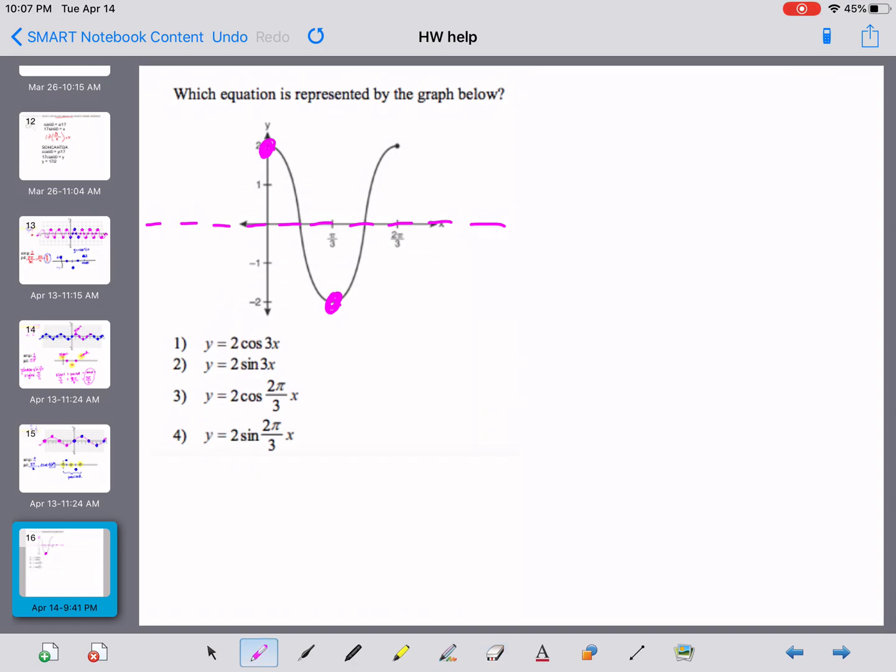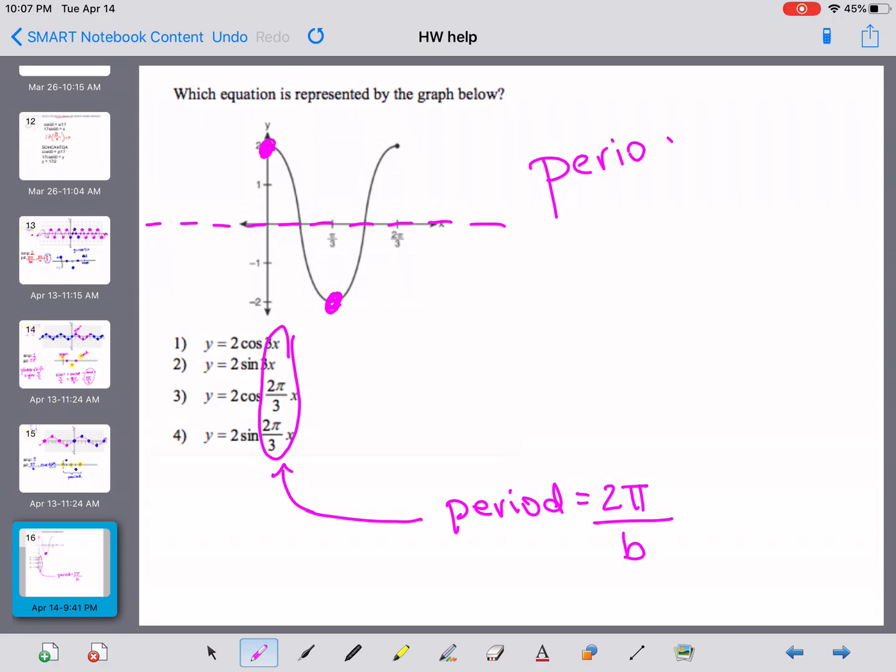So the question is, which b value is correct? Right? The b value, what does that have influence over? That has influence over the period. Now the b value does not equal the period, right? To find period, you do 2 pi divided by b. I'm going to erase this so it's not confusing. So period is 2 pi divided by b. What's the period of this graph? Right? What's the period of this graph?